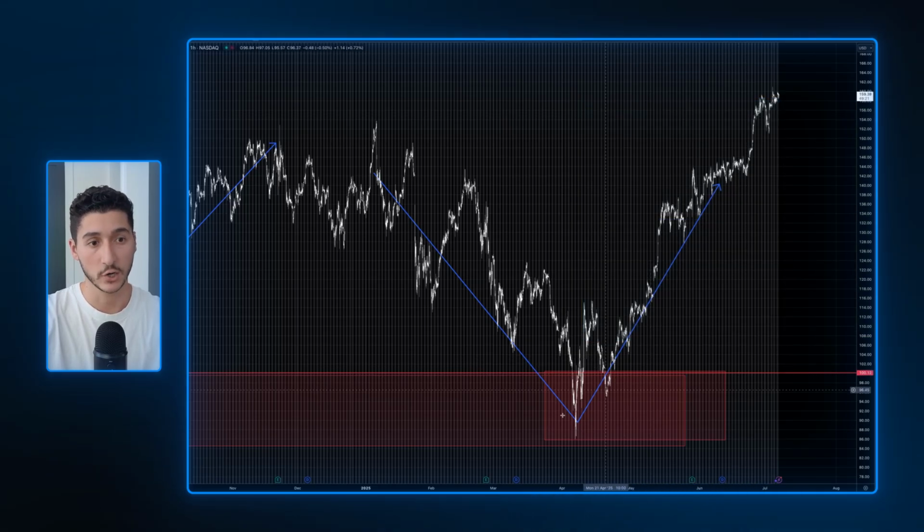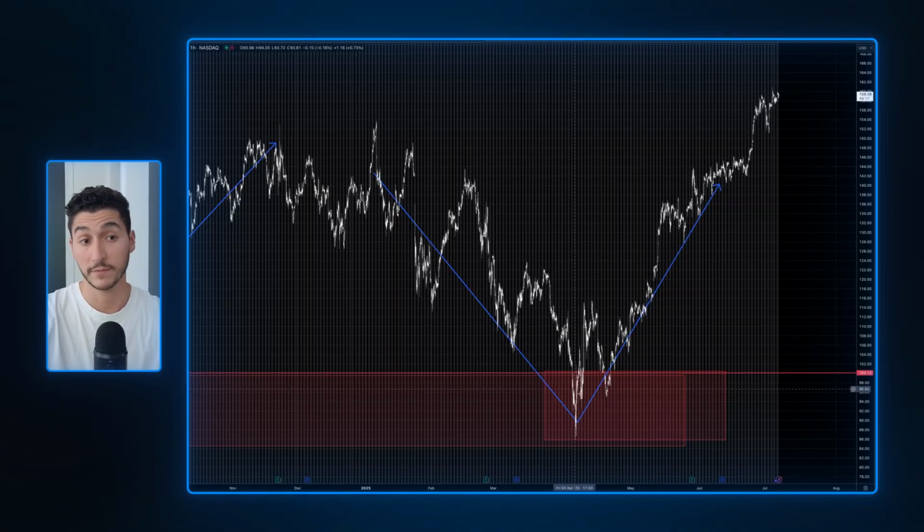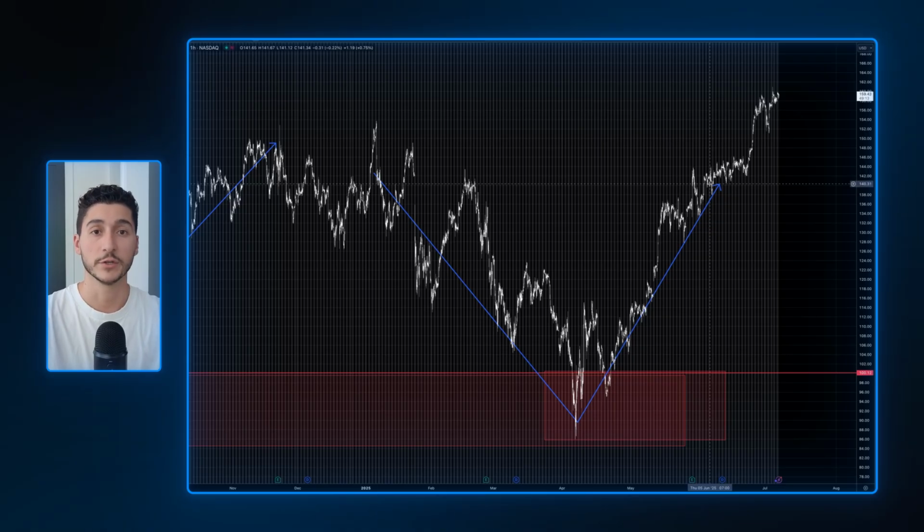If you were to buy calls down here for a later in the year expiration, or you were to even buy shares here, looking for that continuation to the upside, this is what swing trading is.